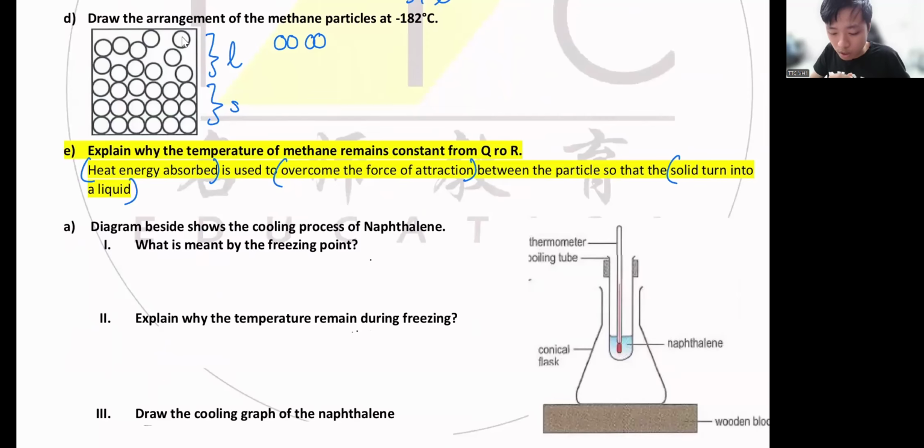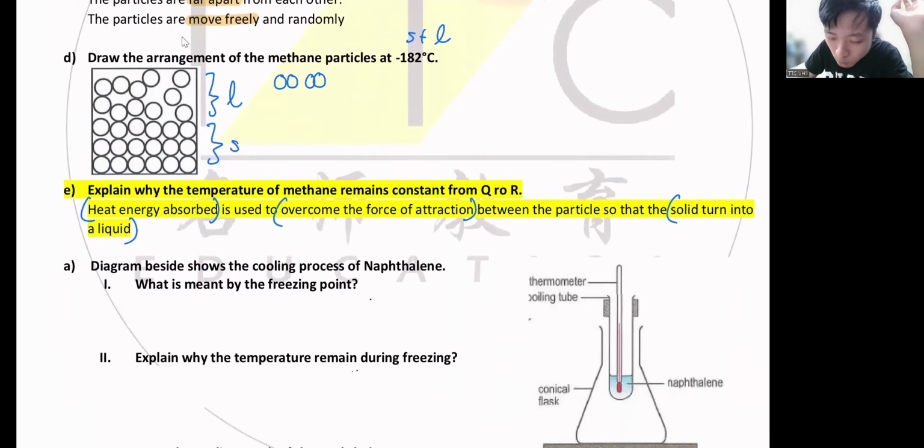Normally they ask, from Q to R, why the temperature won't change. When the temperature remains constant, like the negative 182, right? Why is it staying constant for a particular time? So they might ask you.